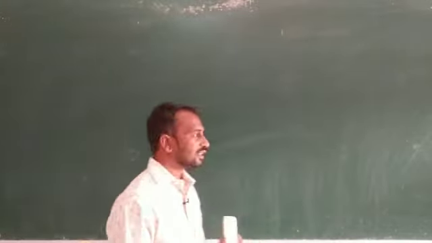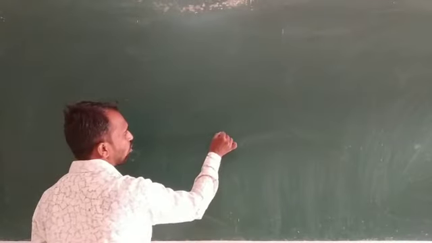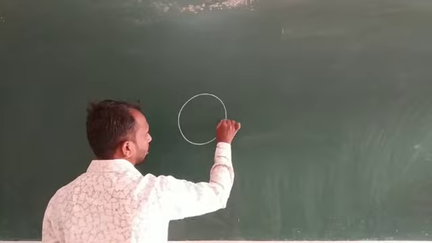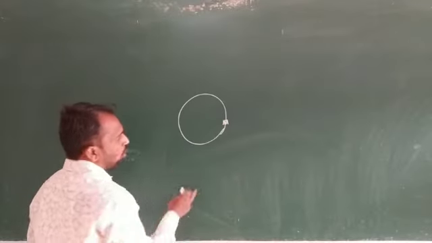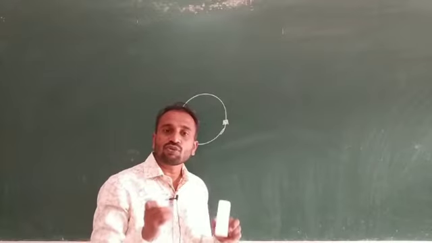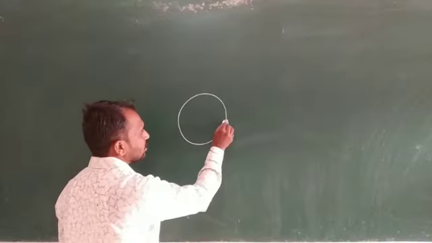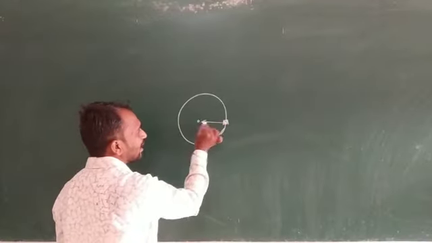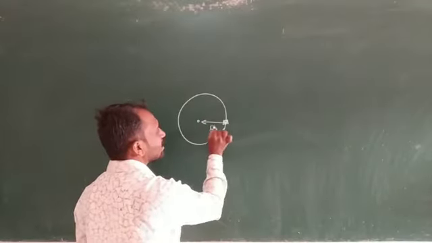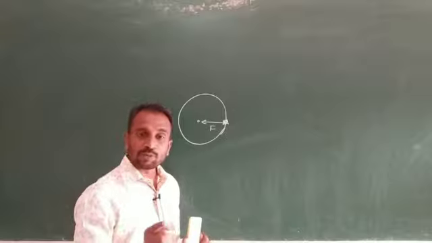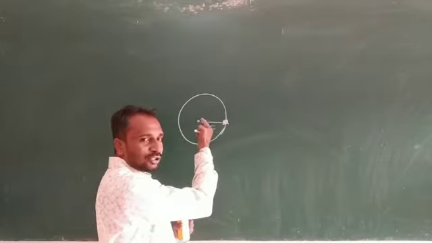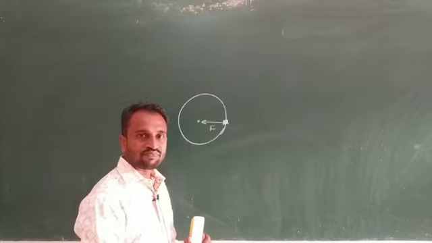Suppose here this is an object, and it is in a circular motion. This object is in circular motion because it requires a force, and the direction of this force is towards the center of the circle. This force we call the centripetal force. It means a force acting towards the center of the circle.